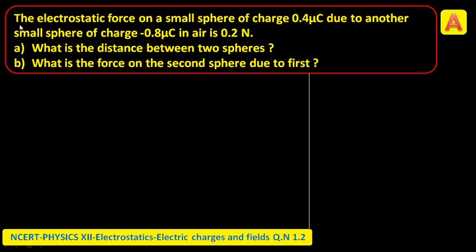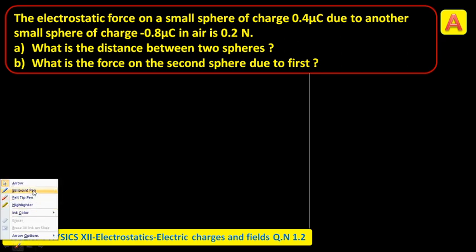Today our question is: the electrostatic force on a small sphere of charge 0.4 microcoulombs due to another small sphere of charge -8 microcoulombs in air is 0.2 newtons.